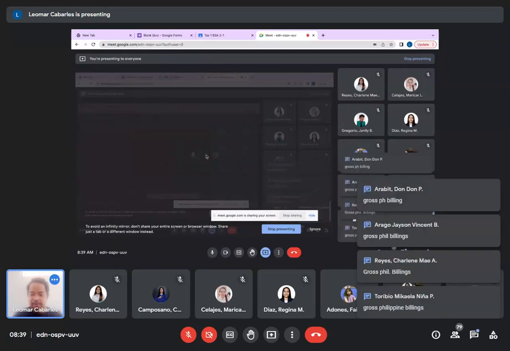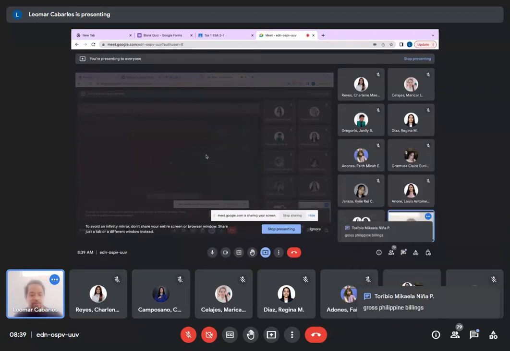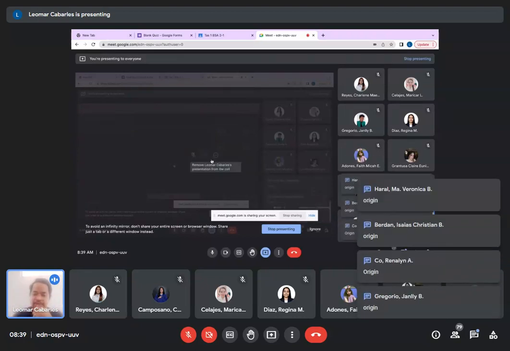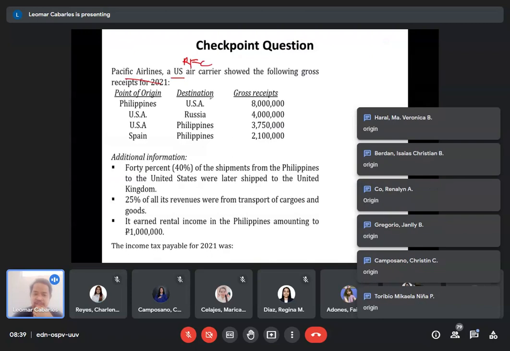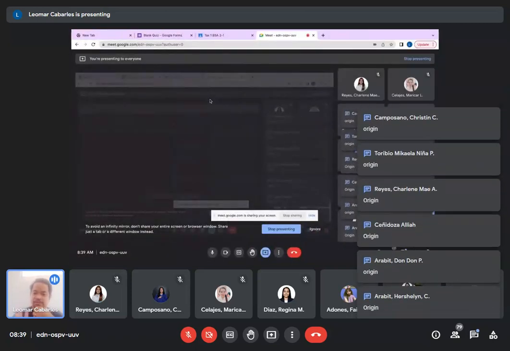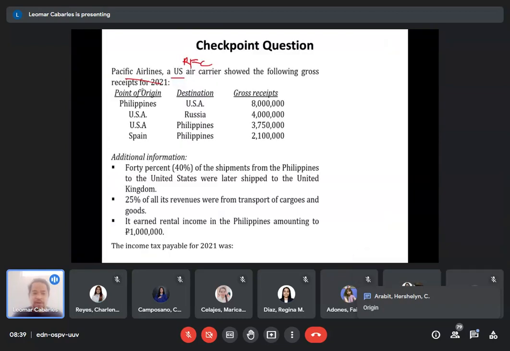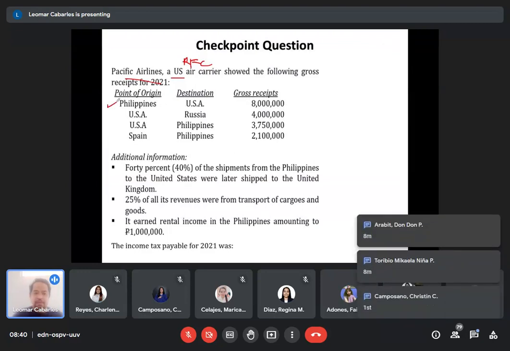So anong importante dito? Anong basis mo? Kasi tandaan, foreign corp ito. Pag foreign corp, ang taxable lang, di ba, yung within the Philippines. Hindi siya worldwide. So what's important? Origin or destination? So very good. Gross Philippine Billings refer to origin. So ano lang ang taxable dito sa apat na to? Just the first one. Importante yung origin, not the destination.